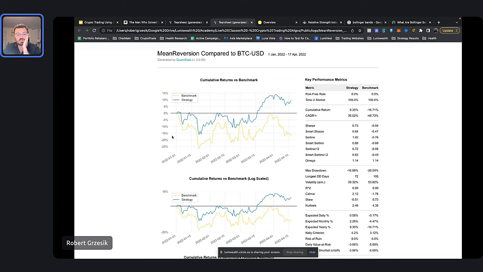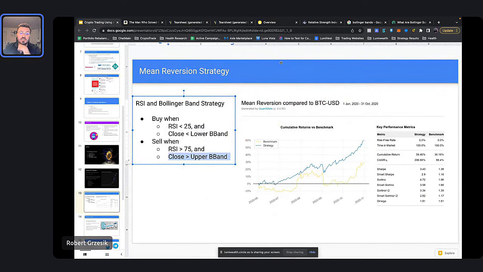In this case, if it was in 2022, we did 9% on the year. Bitcoin was down 16%. They lost money. We made money. We beat them by almost 30%, pretty amazing story there, right? So that's our mean reversion strategy. Definitely a really cool one.